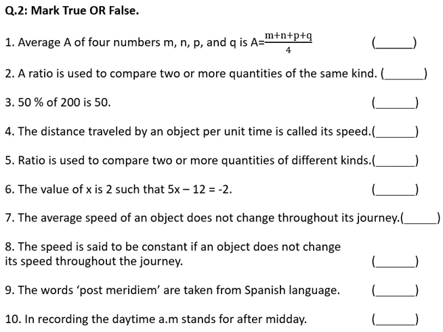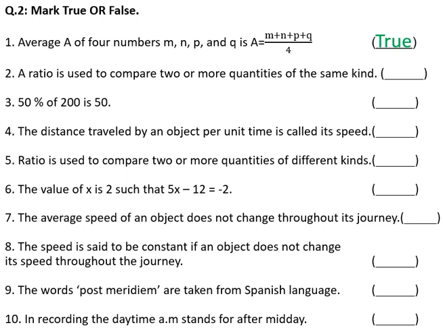So first you have to understand what is average. Average is the sum of the numbers divided by the total count of the numbers. Here how many numbers are there? There are four numbers, M, N, P and Q. First we add these four numbers, that is M plus N plus P plus Q. Then we divide by the number of numbers, which is four. That means this is the correct formula for finding the average. That's why this is the correct option. So we write here true.